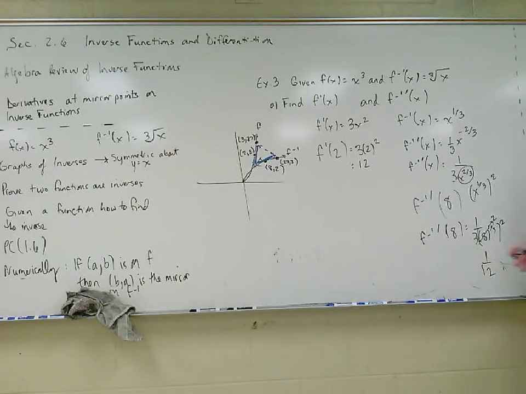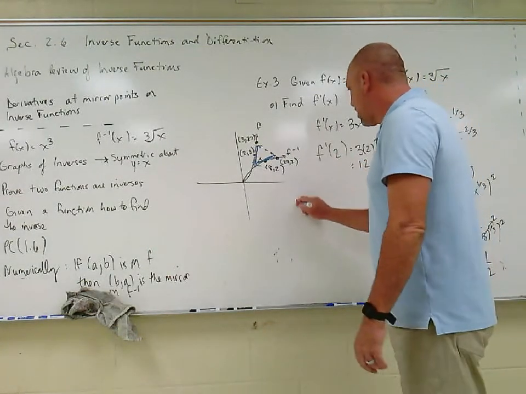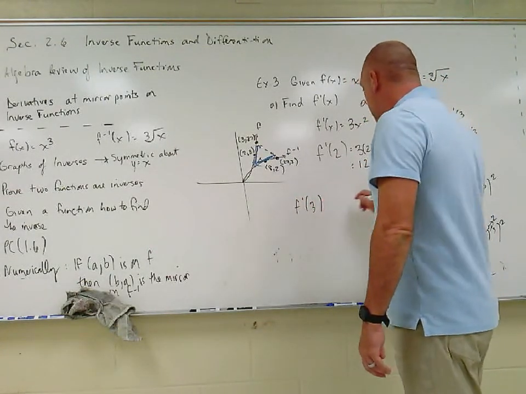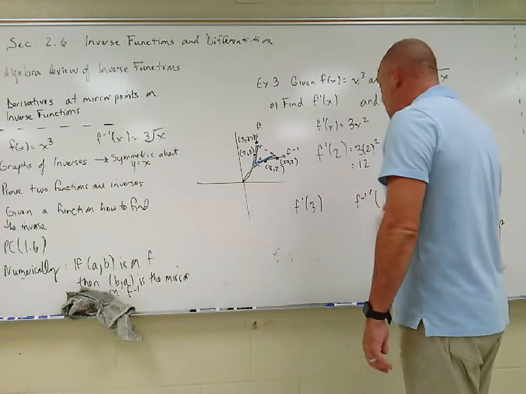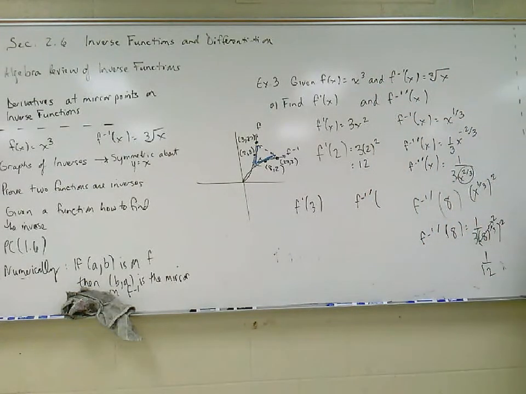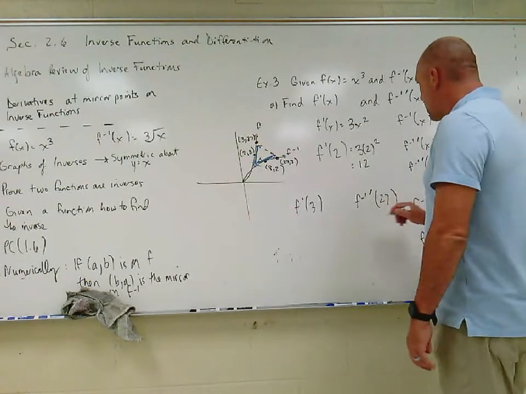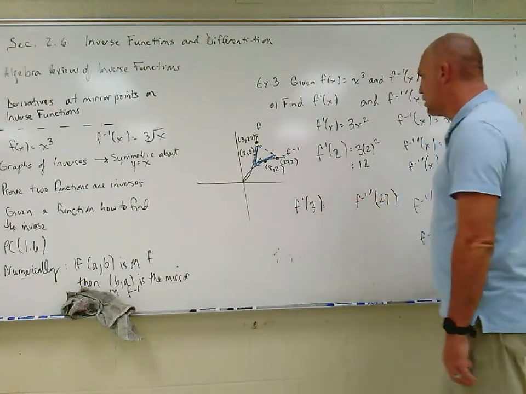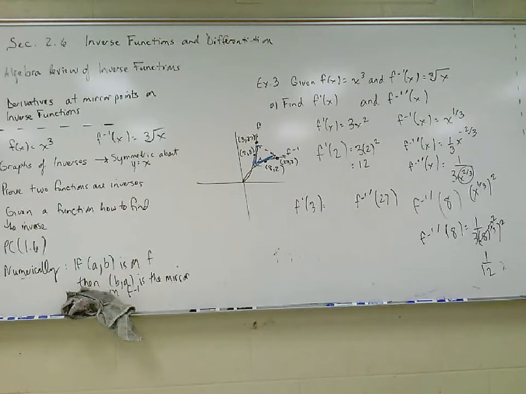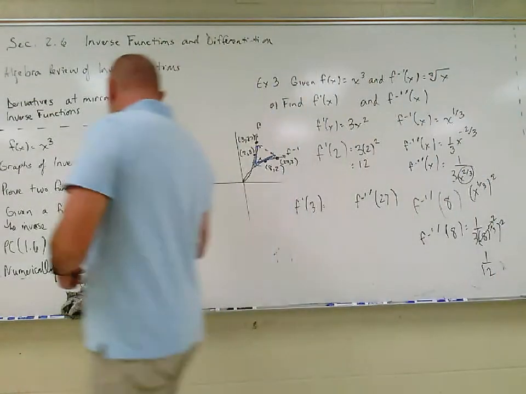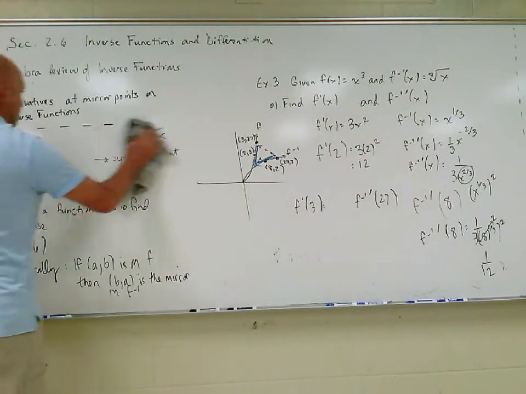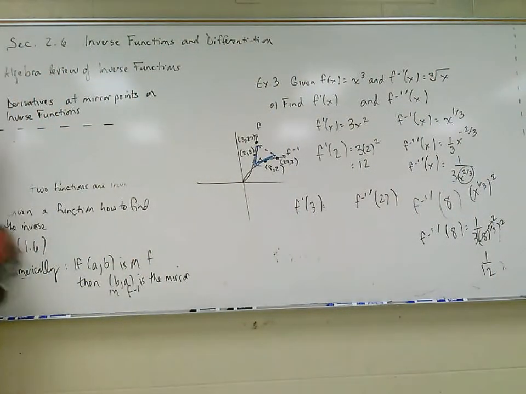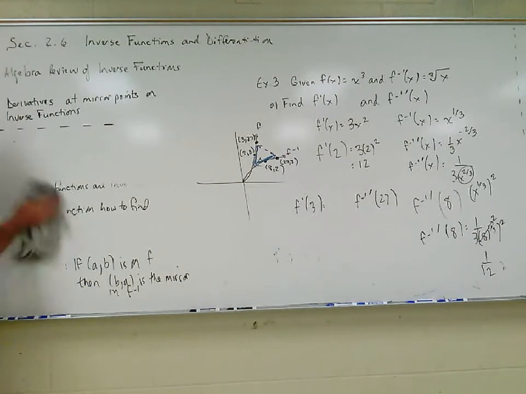So let's do the last mirror point. I'm going to do f prime of 3, and I'm going to do f inverse prime, not of 3, but of what? The 27, yeah? Plug both of those in and see what you get. And then that will be our last bullet point. So I'm going to erase these, and I'm going to put bullet point number 5 on inverse functions.